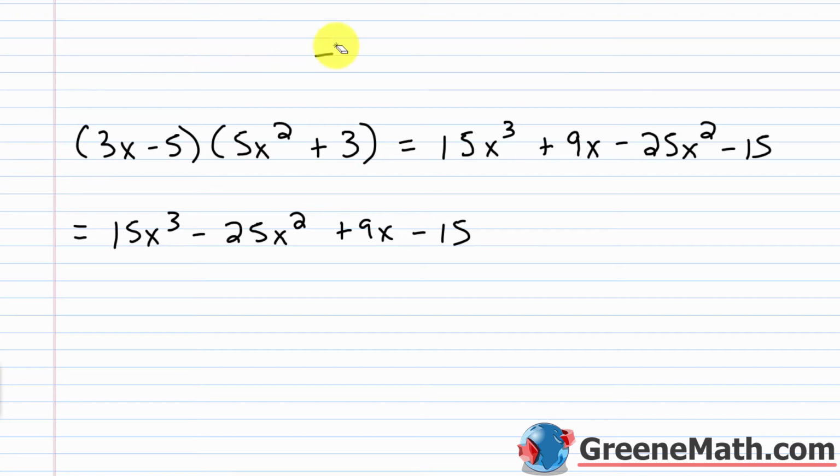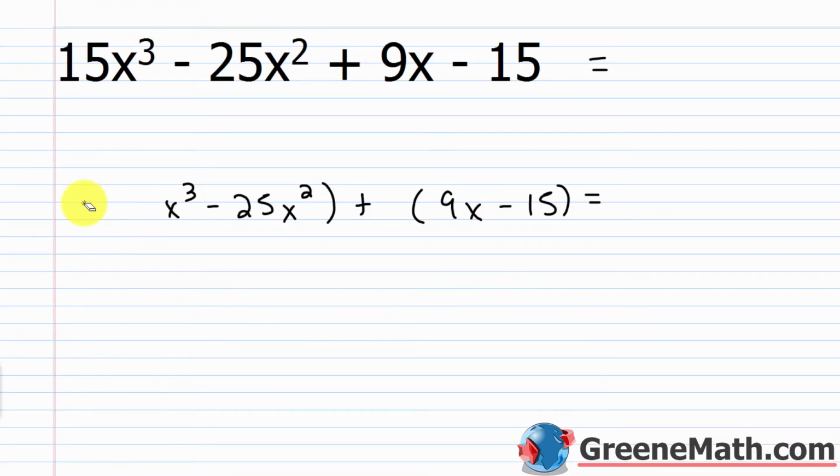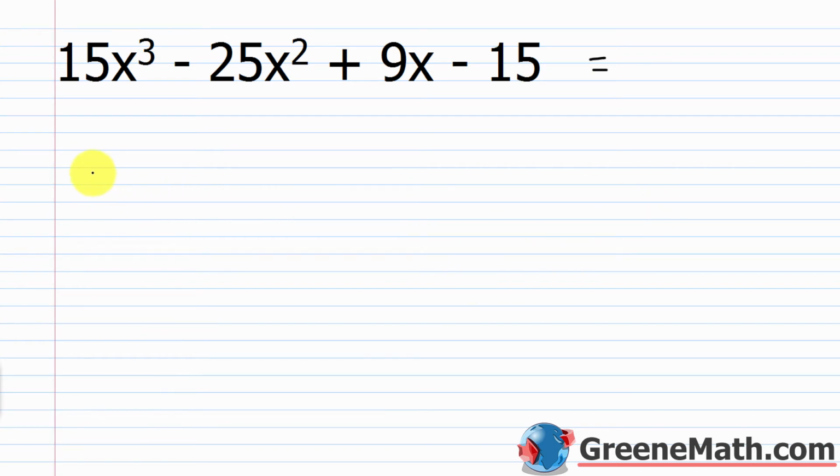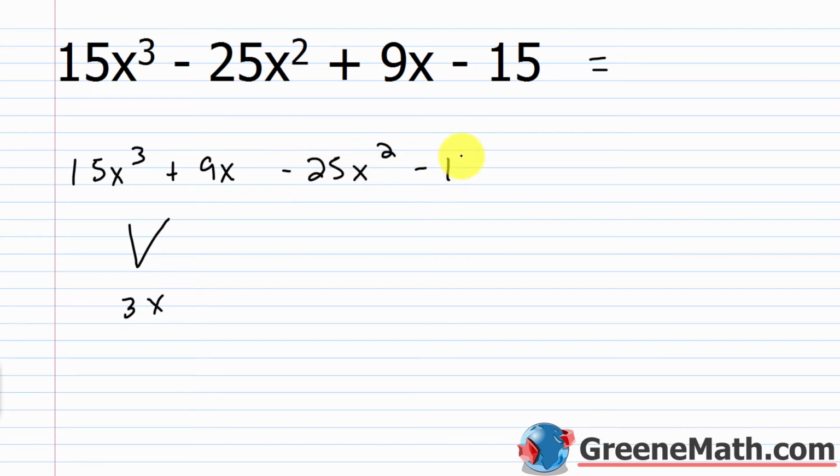Now let me erase this real quick, and I want to show you that this would also work with a different grouping. Let's say you decided to reorder the terms, and you wanted to look at, I don't know, 15x cubed plus 9x. Let's say that's a group, because you can see that there's a 3x that's common. And then you have another group that's negative 25x squared and minus 15. What's common here, I'm going to pull out a negative and then a 5. So negative 5 is common to both. So if we do that, what would we get? Let's put parentheses around each.